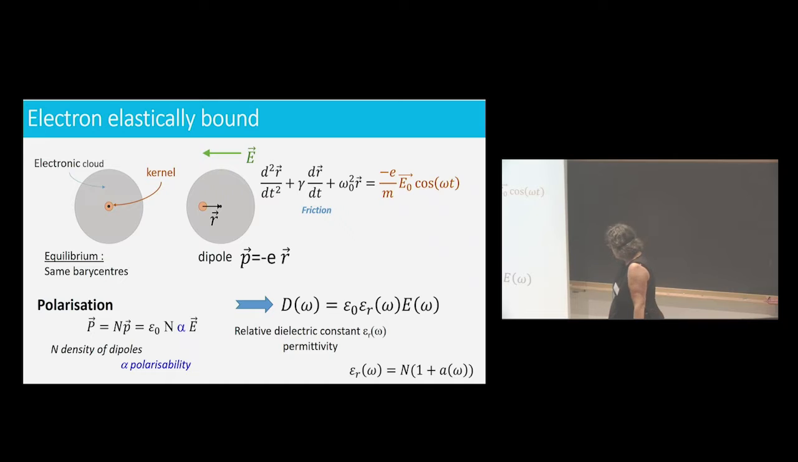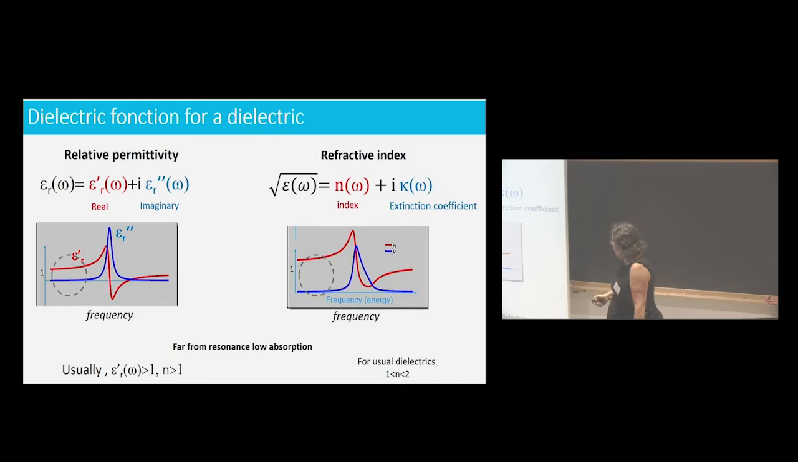We will discuss this dielectric constant, also called relative permittivity, which is directly linked to the index of the material. By this relation, the square root of epsilon is linked to the index and the extinction coefficient. The index is linked to the propagation of the field inside the material, and the extinction coefficient is responsible for the losses during the propagation.